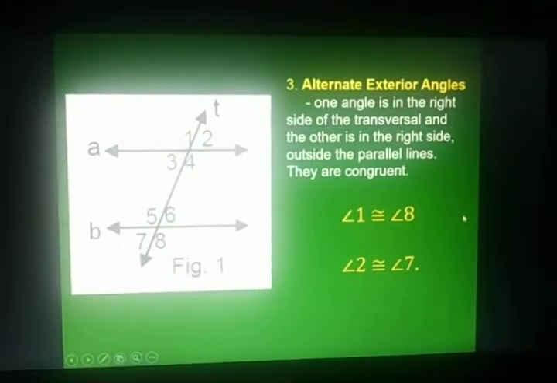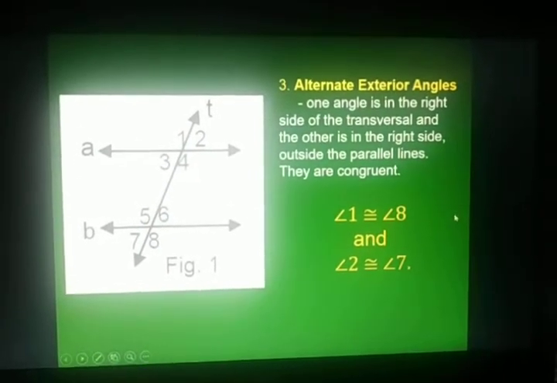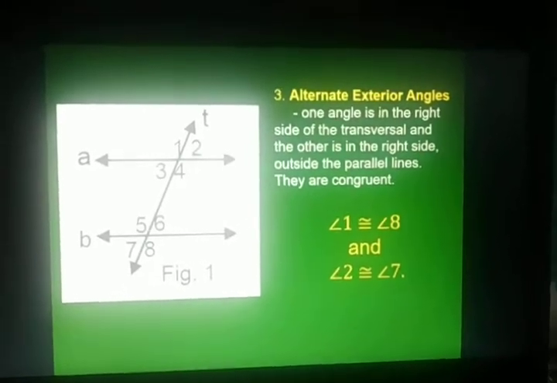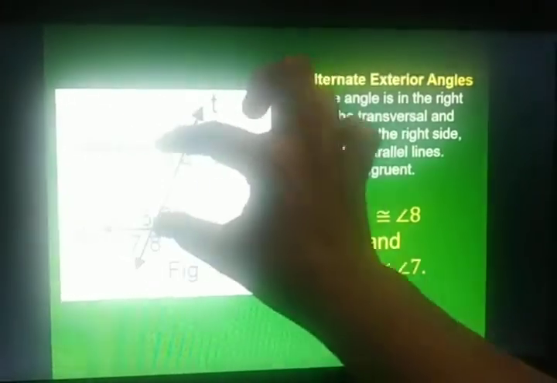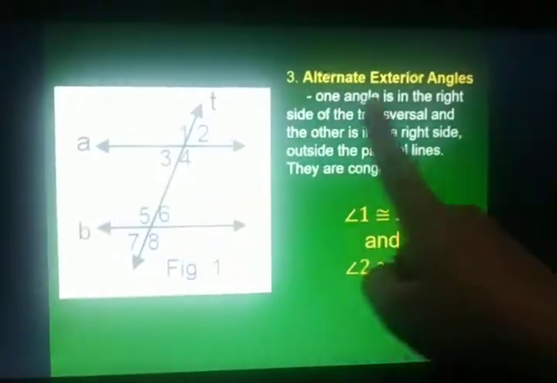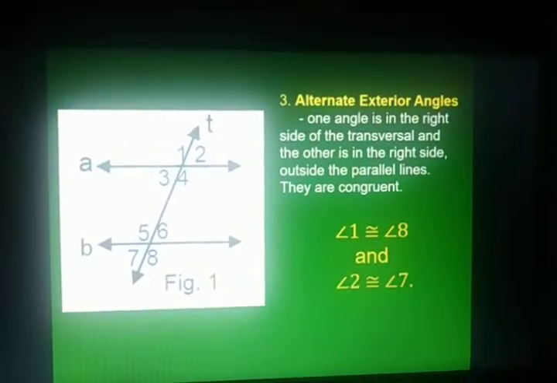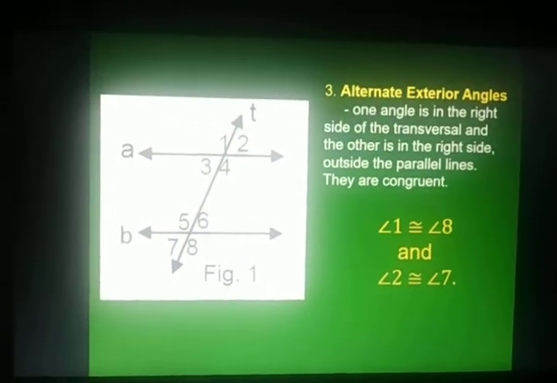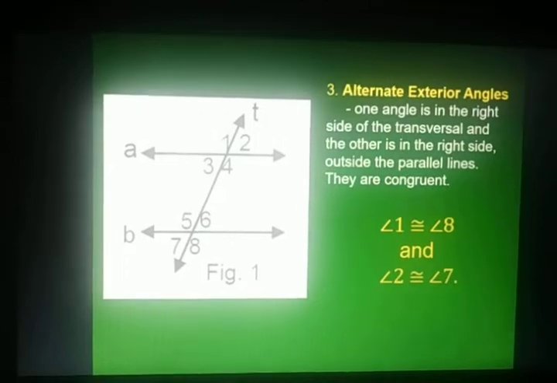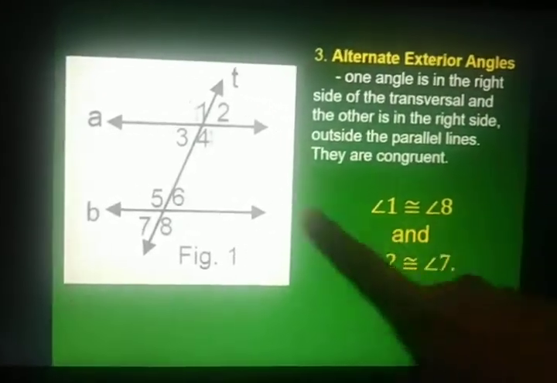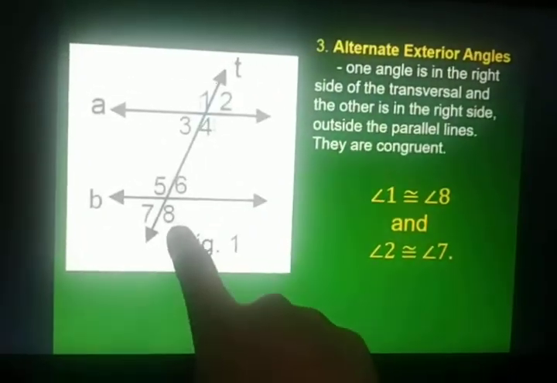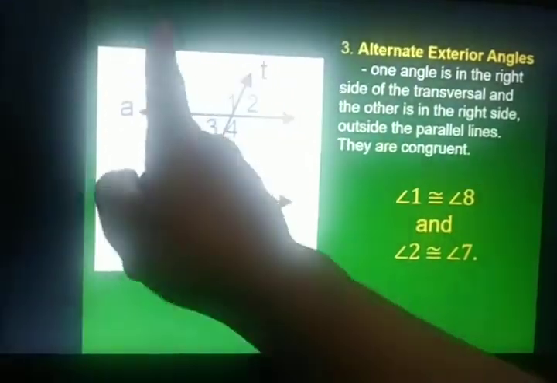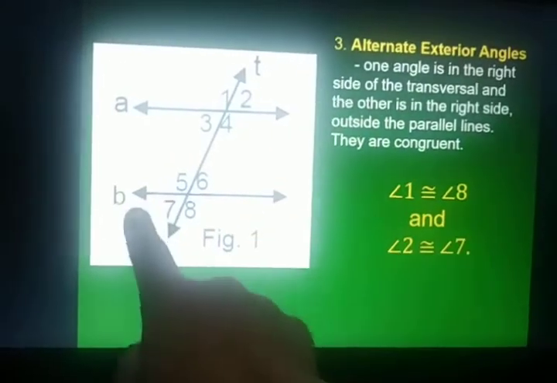We have alternate exterior angles. If there is alternate interior, this time exterior. Meaning, outside the parallel lines. These are your parallel lines, and these are outside them. One angle is in the right side of the transversal and the other is in the left side. Okay, outside the parallel lines. Again, they are congruent. So, angle 1 and angle 8. Angle 2 and angle 7. Notice that they are outside the parallel lines. One is above, one is below, one is above, one is below.